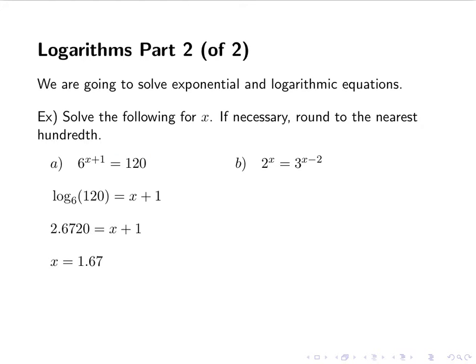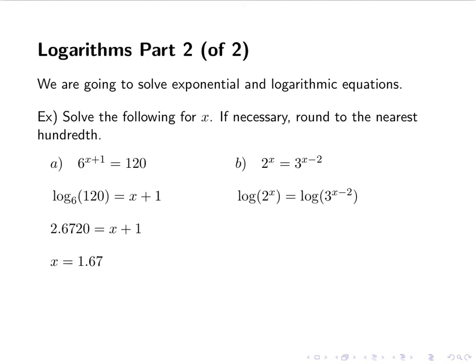2 to the x equals 3 to the x minus 2. So in this case, we have 2 exponent variables here. We've got an x and an x minus 2. The easiest way to solve these is to take the log of both sides. It can be either log, which is log base 10, or ln, log base e. You just want to choose one of the two that you have in your calculator. So I'm taking the log of both sides.